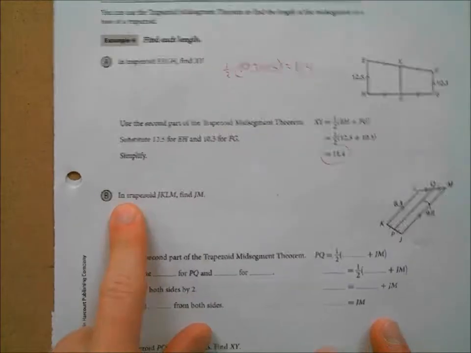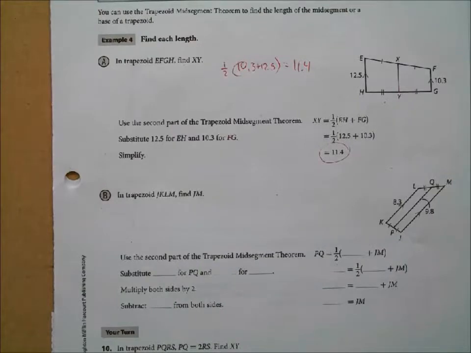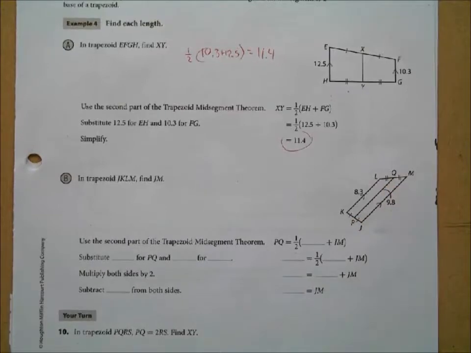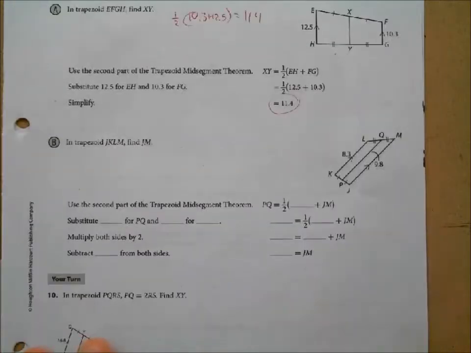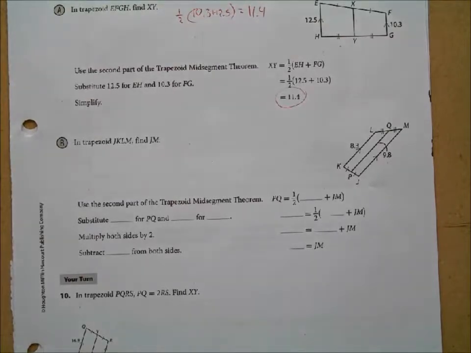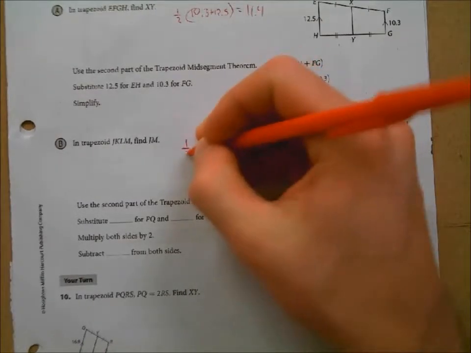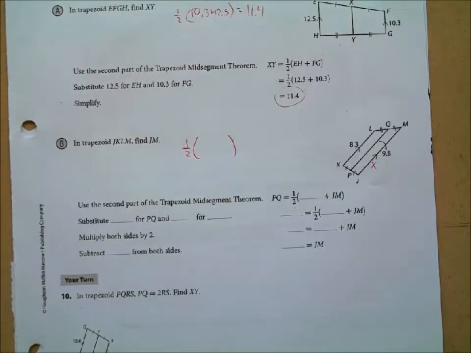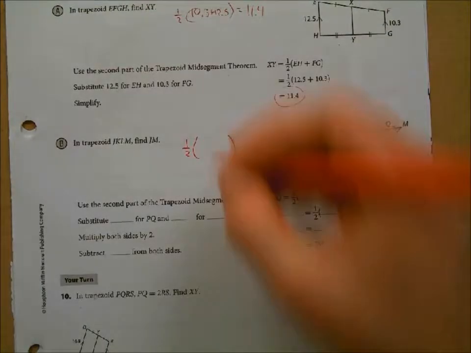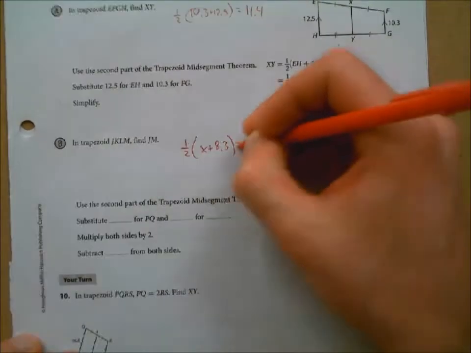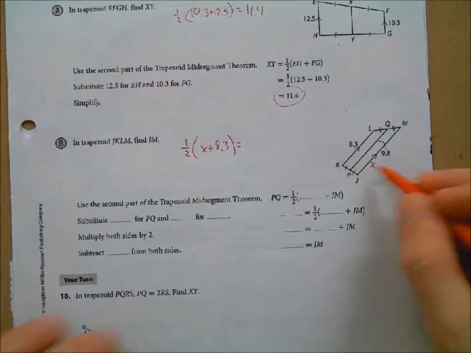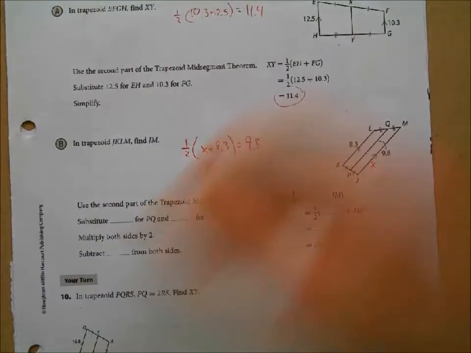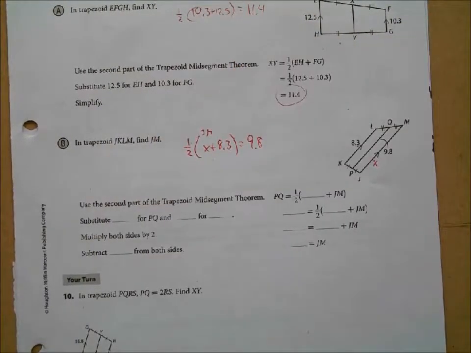Letter B is a little bit different though. We're trying to find JM. We have the mid-segment length here. So how would we set up our relationship here for letter B? It's going to be 1/2. Let's call JM x. Let's call that length x. So it'll be 1/2 what plus what? x plus 8.3 equals what? The mid-segment, 9.8. There's JM right there. So how do we solve this equation here?